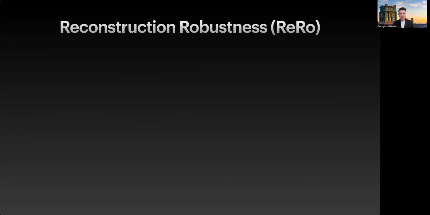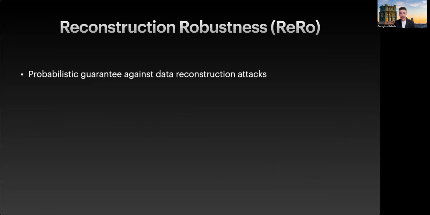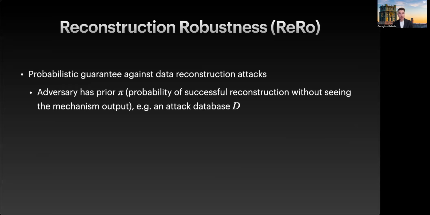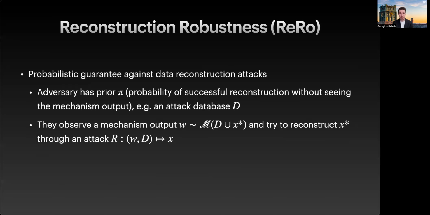Let me also talk very briefly about reconstruction robustness. That is a probabilistic data reconstruction attack guarantee from prior work. And the idea here is that we have an adversary and they have a prior pi. And you can think of pi as the probability of a successful reconstruction a priori, meaning without seeing the mechanism output. And one way to conceive of this would be, for example, some auxiliary data in the form of an attack database D. Now the adversary observes a mechanism output, which I've called W, because this can be, for example, the weights or the gradients of a neural network.